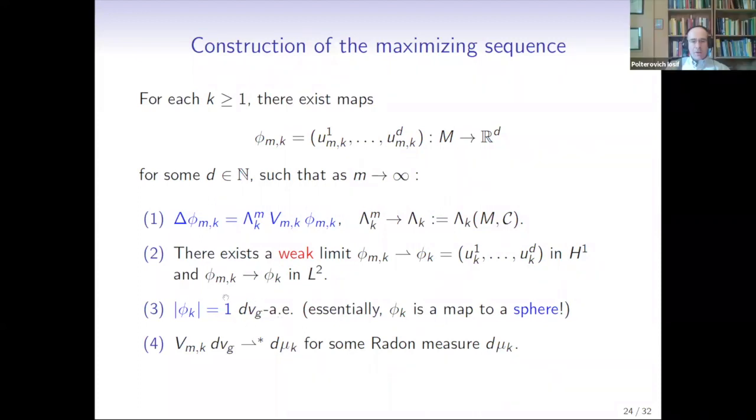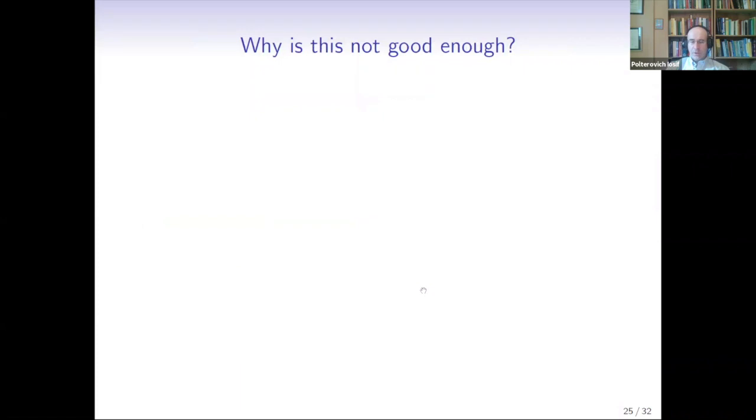And then you have a weak convergence of the corresponding Radon measures corresponding to those maximizers. So that is the picture that you get out of this approach that I have just presented. Unfortunately, this is not quite good enough. And it's not quite good enough for the following reason.